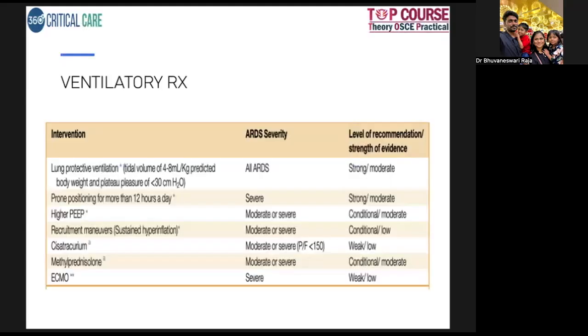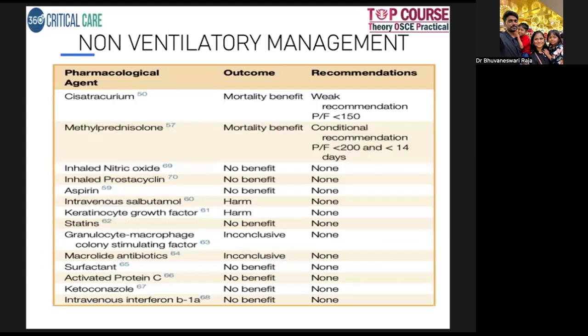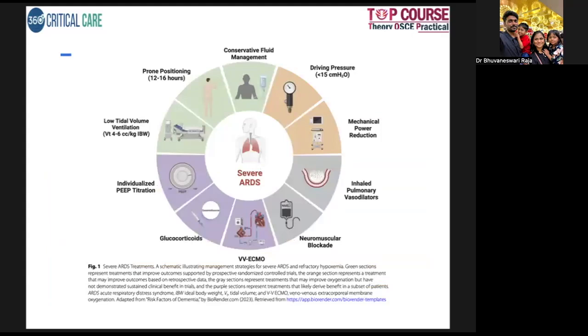ECMO enables lung rest by reducing the driving pressure, plateau pressure, and mechanical power, potentially reducing the ventilator-induced lung injury. So coming on to ventilatory management conclusion: lung protective ventilation, prone positioning, optimal PEEP. When we come to non-ventilatory management, steroids, inhaled nitric oxide, prostacyclins, and surfactants still have shown no mortality benefit. So overall, conservative fluid management, maintaining a driving pressure of less than 15, mechanical power reduction, neuromuscular blockade, individualized PEEP titration, low tidal volume, and prone positioning.